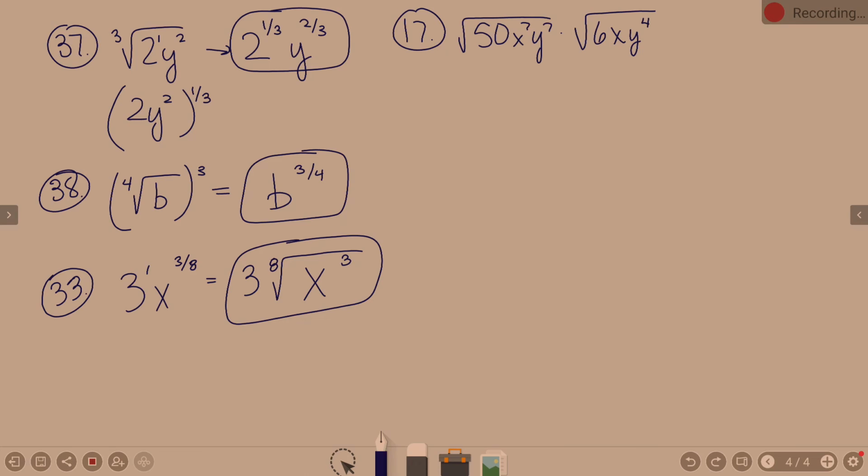So what's step 1? Multiply it together. It's a square root times a square root. Squish it together. Multiply. Square root times square root. So 50 times 6 is 300. X to the 7th times x to the invisible 1. What do we do when we're multiplying? We're going to add the exponent. So 7 plus 1 is 8. Y to the 7th times y to the 4th. 7 plus 4 is 11.